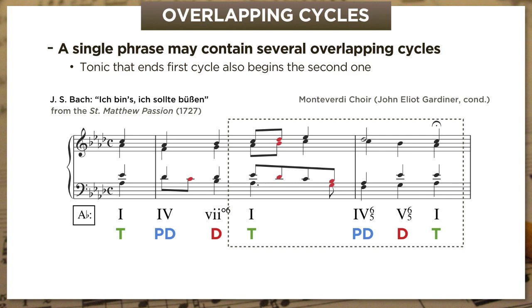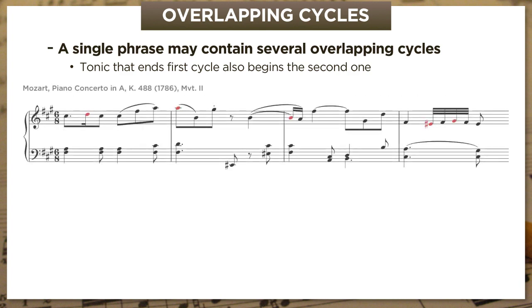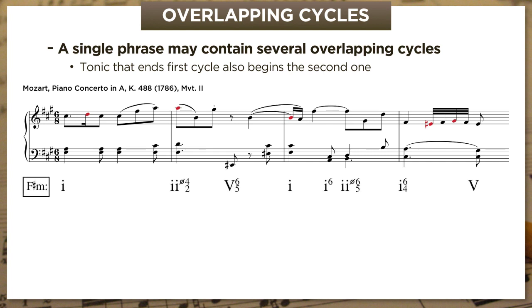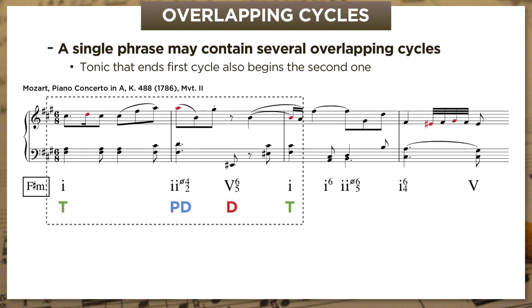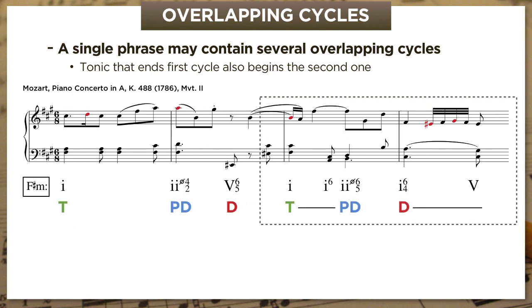We see a similar overlap of cycles in a passage from Mozart's A major piano concerto. Here we're in F sharp minor. This is the slow movement. And once again, we've got 2 cycles which overlap on a mid-phrase tonic chord. So the ending tonic of one is the starting tonic of the next one. Let's listen.